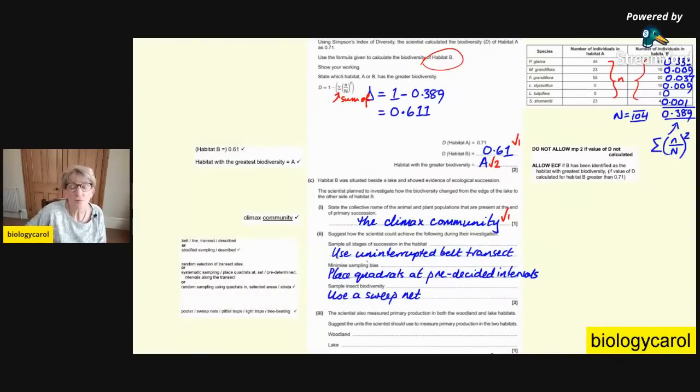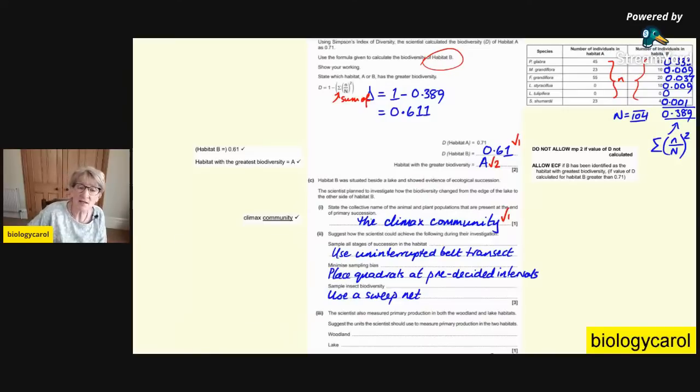So, to minimize sampling bias. Now this was a tricky one because you kind of went to, okay, we're doing a transect to minimize sampling bias. Now bias is always talking about doing something randomly, but you can't place quadrats randomly if you're doing a transect. So does it make sense that actually you're eliminating bias by pre-deciding where the quadrats go on that transect?